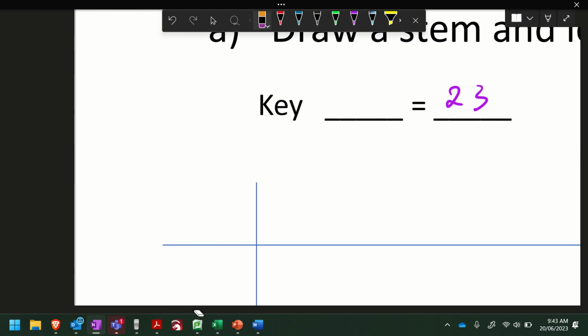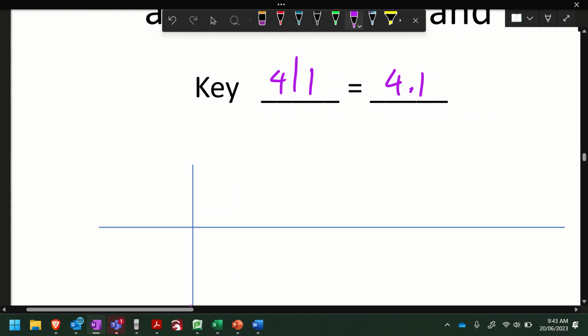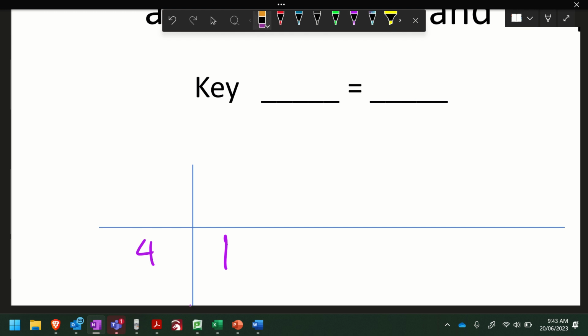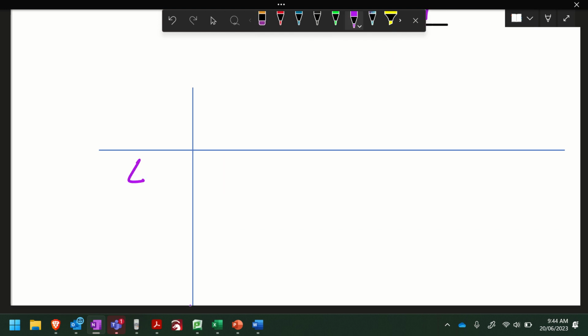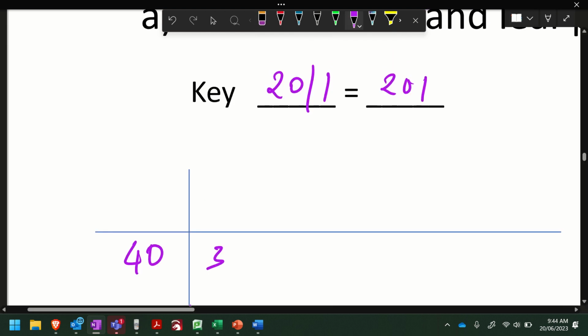However, here's the thing. If I had something like this and my key was like 4-1 equals 4.1, what does that mean? So decimal. If it's like 4 and then 1, you don't read it as 41. You read it as 4.1. So this key determines how you read a number. What if you have 20-1? It means 201. So when you see a number here that's like 40 and then 3, how do you read that number? It's 403. So the key tells you how to read the stem and leaf plot.